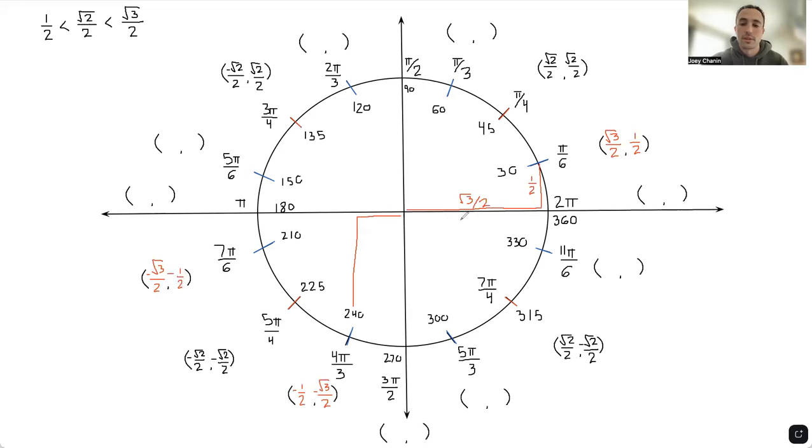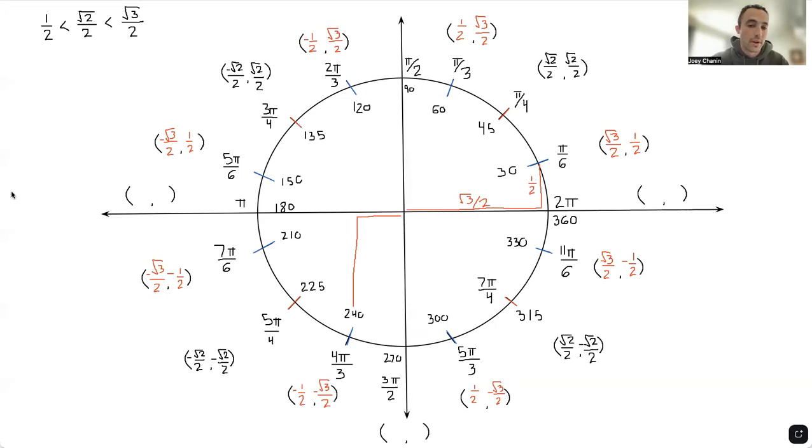We can go through and fill this in, right? 11 pi over 6, positive root 3 over 2, negative 1/2. I encourage you to try this out on your own. So I'll go ahead and fill these in. Right, positive pi over 3, x value much shorter than the y value. Positive 1/2, positive root 3 over 2, negative 1/2, positive root 3 over 2, negative root 3 over 2, positive 1/2. And last but not least, positive 1/2, negative root 3 over 2.